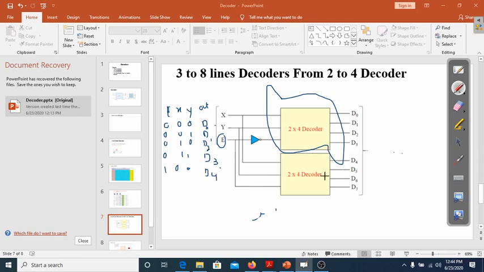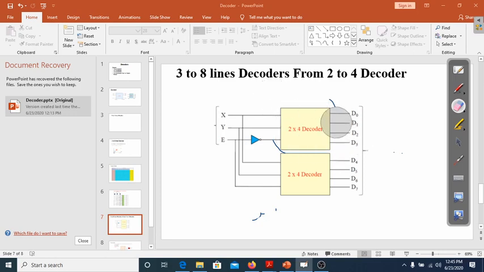And so on. When E is equal to 1, X is equal to 1, Y is equal to 1, we will use the last output, D7. So in this way you can construct a 3 into 8 line decoder from 2 into 4 line decoders. For this purpose you need to use a selection line.